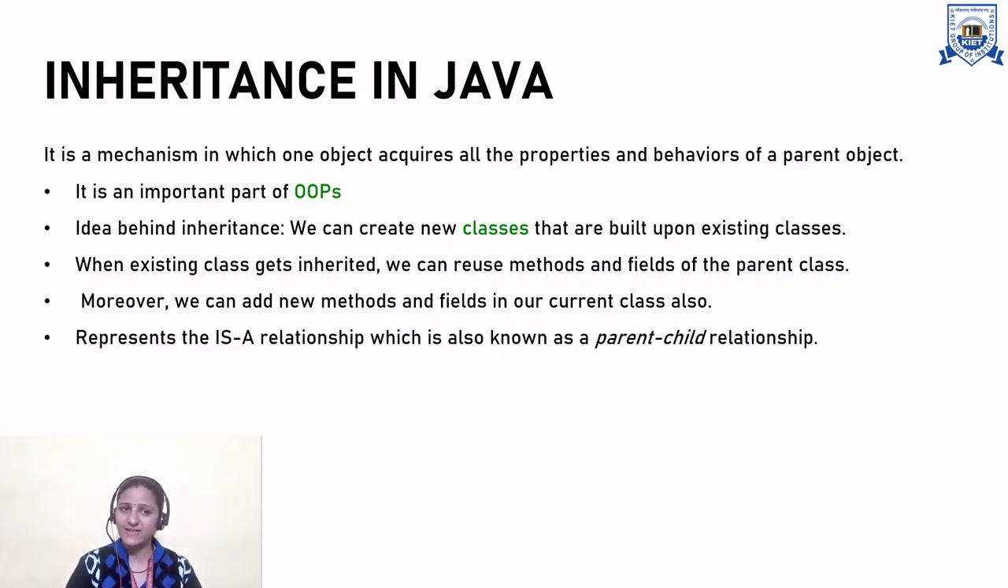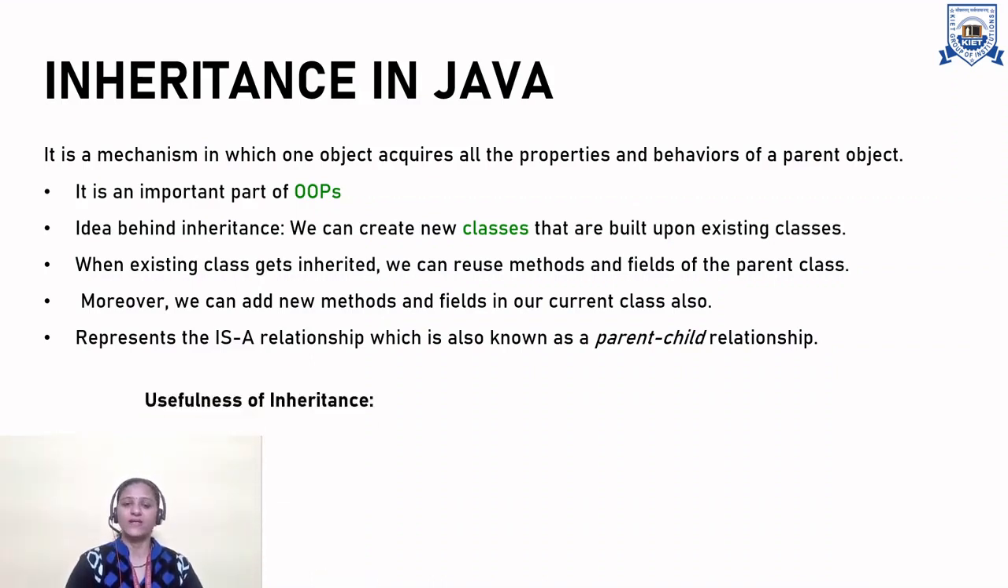What is the idea behind inheritance? Basically, we can create new classes that are built upon existing classes. When an existing class gets inherited, it can reuse methods and fields of the parent class. Moreover, we can add new methods and fields in our current class also. It represents the is-a relationship, which is also known as parent-child relationship.